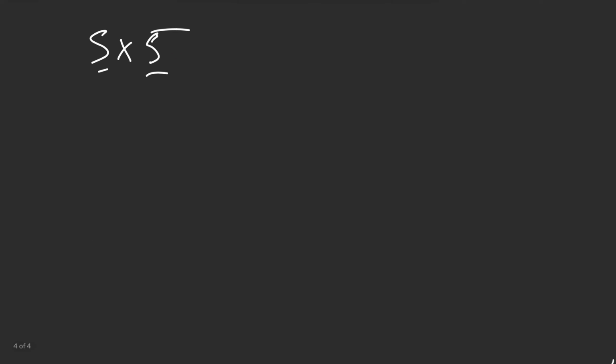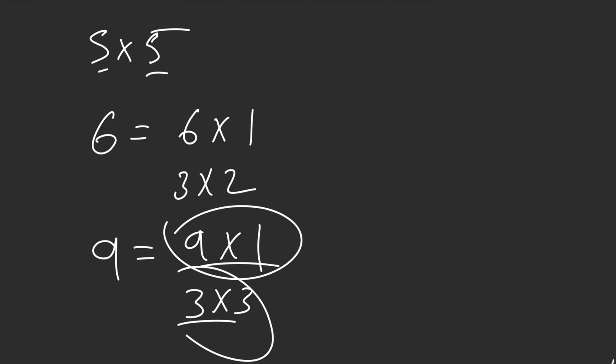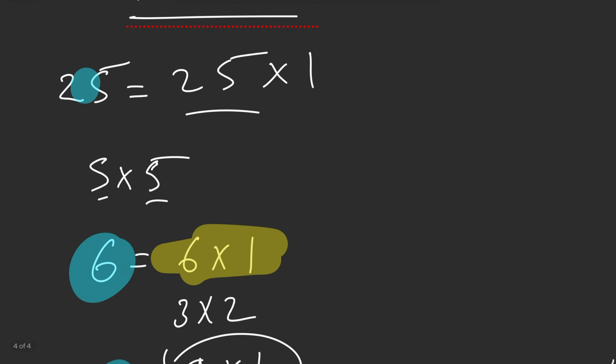What about the factors of 6? We have 6 times 1, and we have 3 times 2. What about the factors of 9? We have 9 times 1, and we have 3 times 3. All of these are factors. But mister, what do we call these? Since these are the factors, what do we call these? We call them multiples. These are the multiples.